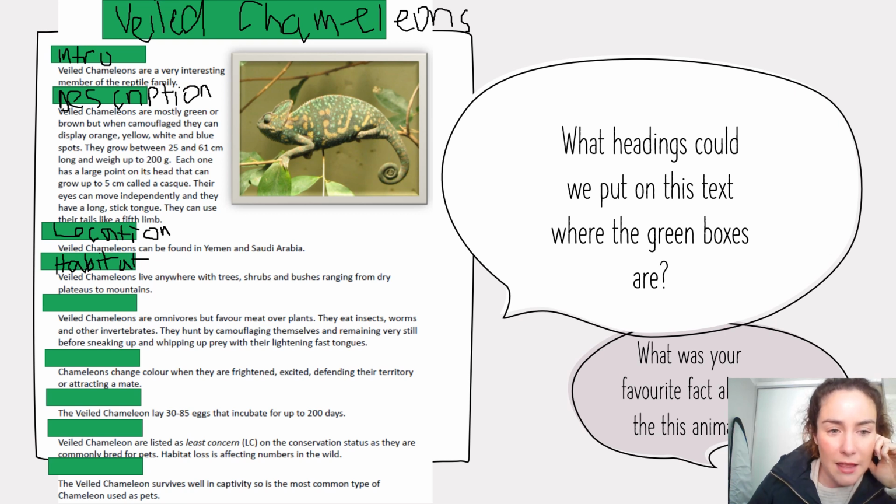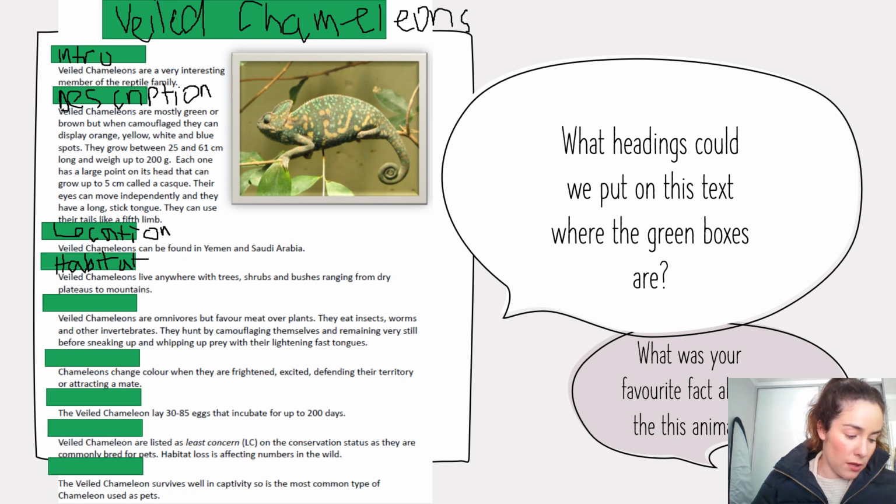All right, the next one we have is veiled chameleons are omnivores but favor meat over plants. They eat insects, worms, and other invertebrates. They hunt by camouflaging themselves and remaining very still before sneaking up and whipping up prey with their lightning fast tongues.